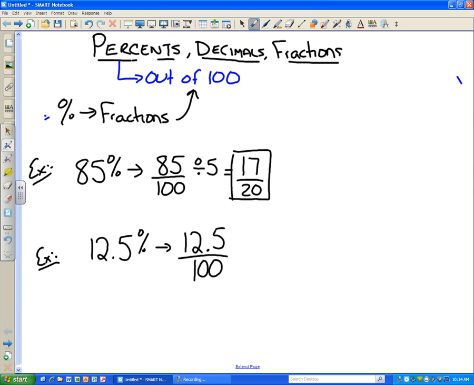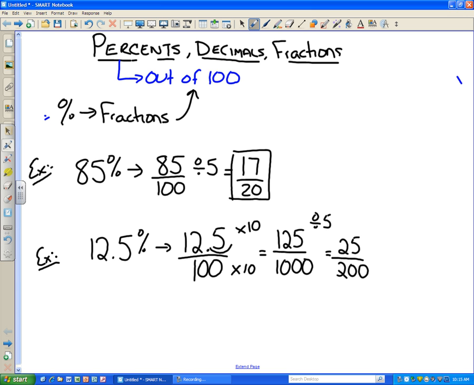So whenever I'm moving decimals to the right, that's the same thing as multiplying by 10. So if I only need to move the decimal to the right 1 time to get rid of it, that means I have to multiply the top and the bottom by 10. Which would give my numerator 125 and my denominator 1,000. And then I want to reduce. So I can see I can reduce by 5 on the top and the bottom. And I would get 25 out of 200.